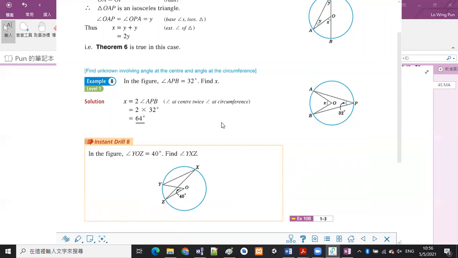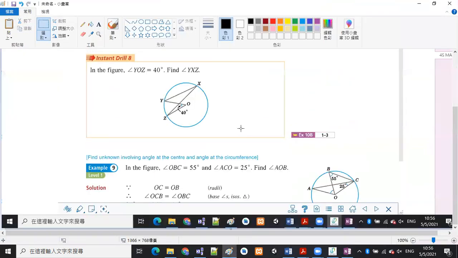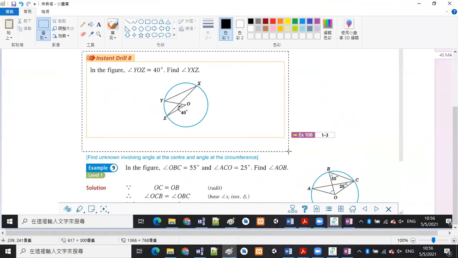Okay, let us do instant rule number 8 together. This one is easy. Instant rule number 8.